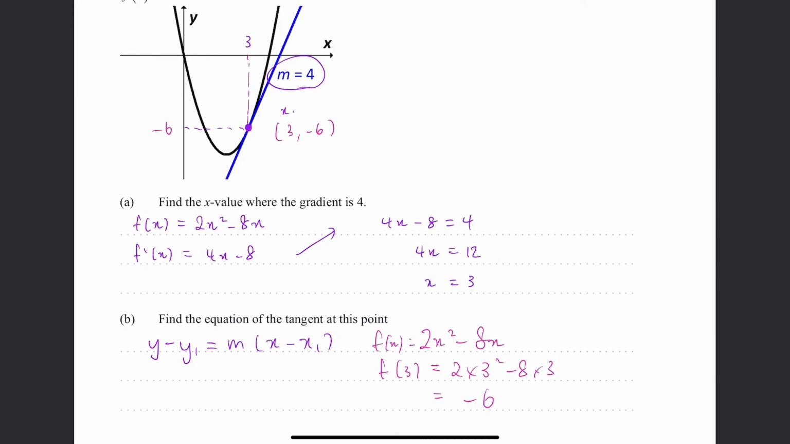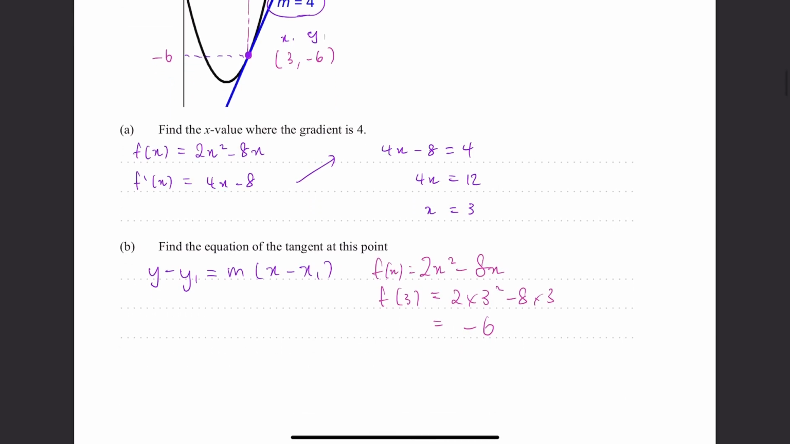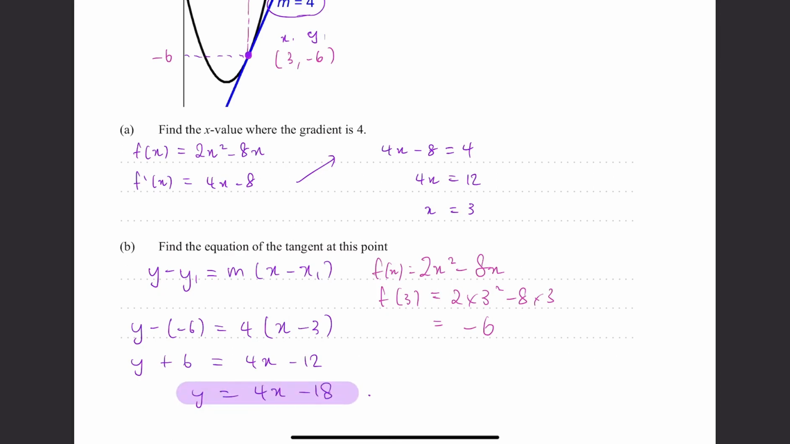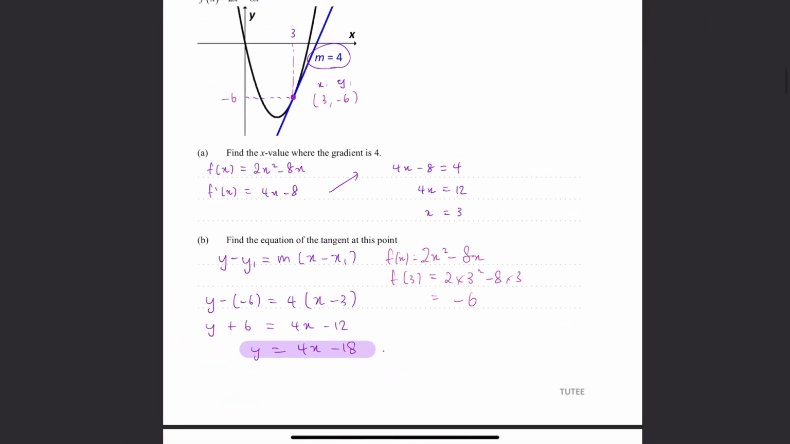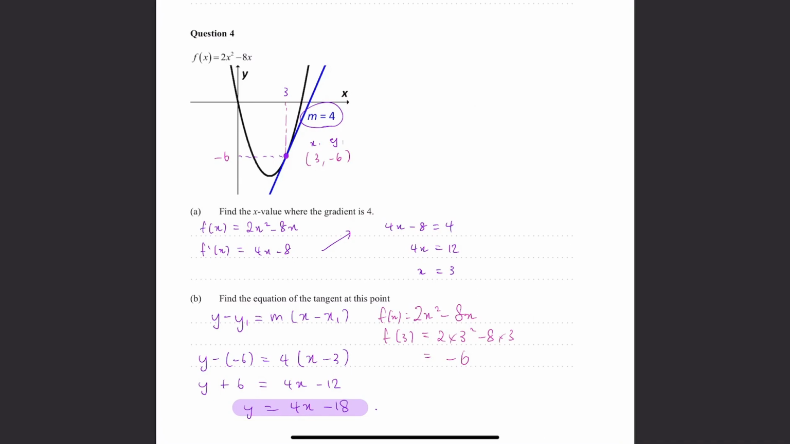So if this was x1, y1, we can say y minus negative 6, which is y1, the gradient is 4, and x minus x1. Let's simplify this. So y plus 6 equals 4x minus 12. And this is our final answer. Hopefully that was helpful. So that's how we find the equation of a tangent.